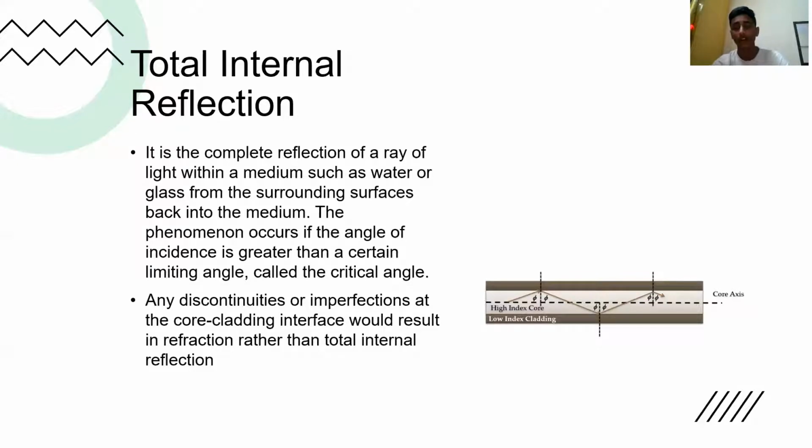Reflection. We can see a diagram here which shows the basic structure of the optical fiber, with a low refractive index cladding and a high refractive index core. We can see how the rays are perfectly aligned. The phenomenon occurs if the angle of incidence is greater than a certain limiting angle, which is the critical angle, and that is absolutely maintained. That's how the propagation of light takes place.